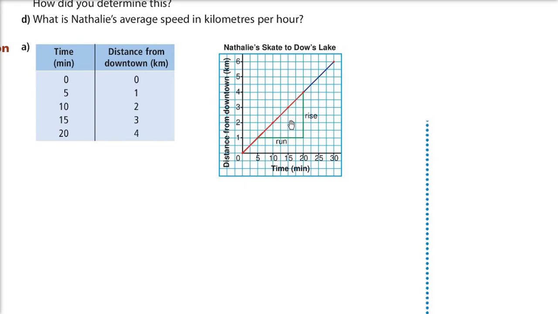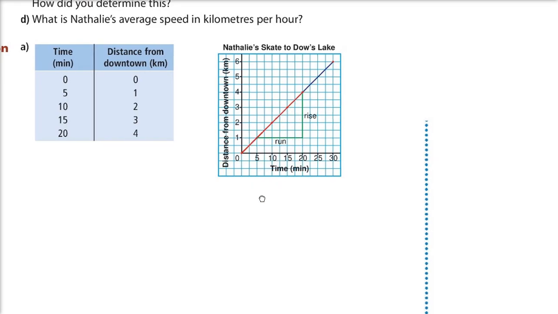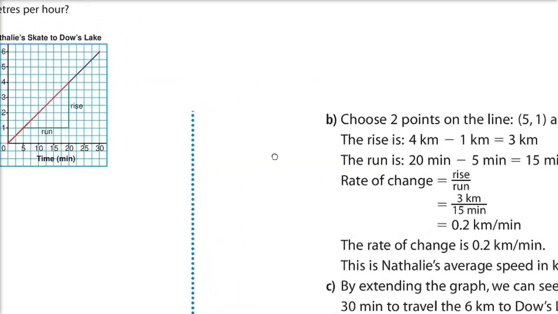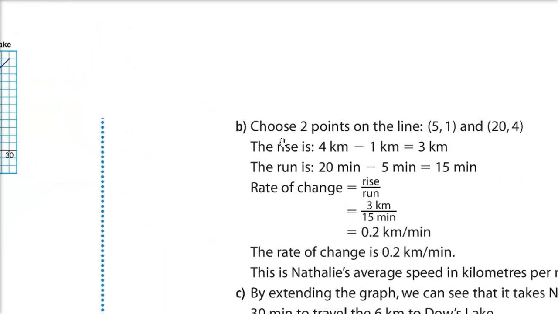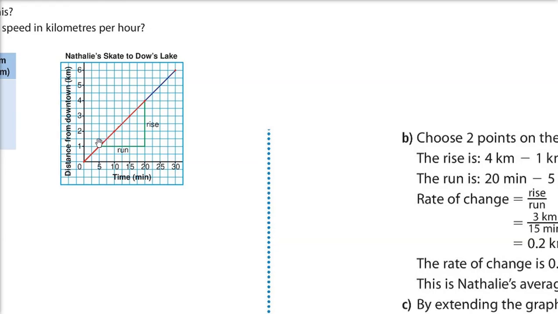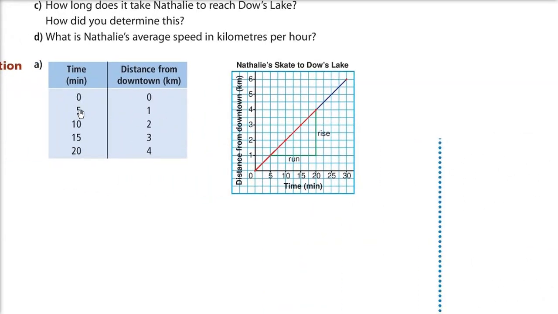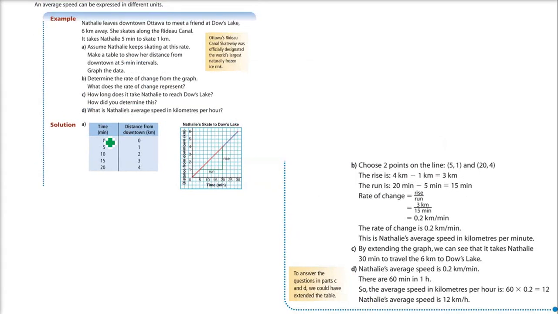So we will find out the rise and run. We will take any 2 points, say this one, this is (5, 1), and this one we are taking as (20, 4), that is this point and this point. So what is this point? This is 5 comma 1, oh sorry, this is 20 comma 4, and this is 5 comma 1.